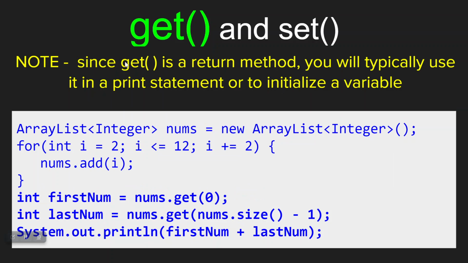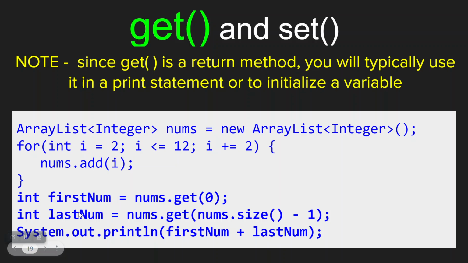One thing to note, though, is since get is a return method, you're typically going to use it either in a print statement, or you might use it to initialize a variable. So let's say you had that same for loop, and it was putting all of those values in the ArrayList. And then check this out. I've got int firstNum = nums.get(0). So this is going to return whatever value is at index 0, which of course is 2, and that would be stored in this variable.